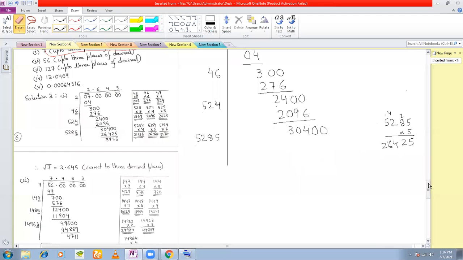Now, since they have asked you only till 3 places of decimal, have you got 3 places of decimal here? Yes, we have. So therefore, that is why someone asked the question.